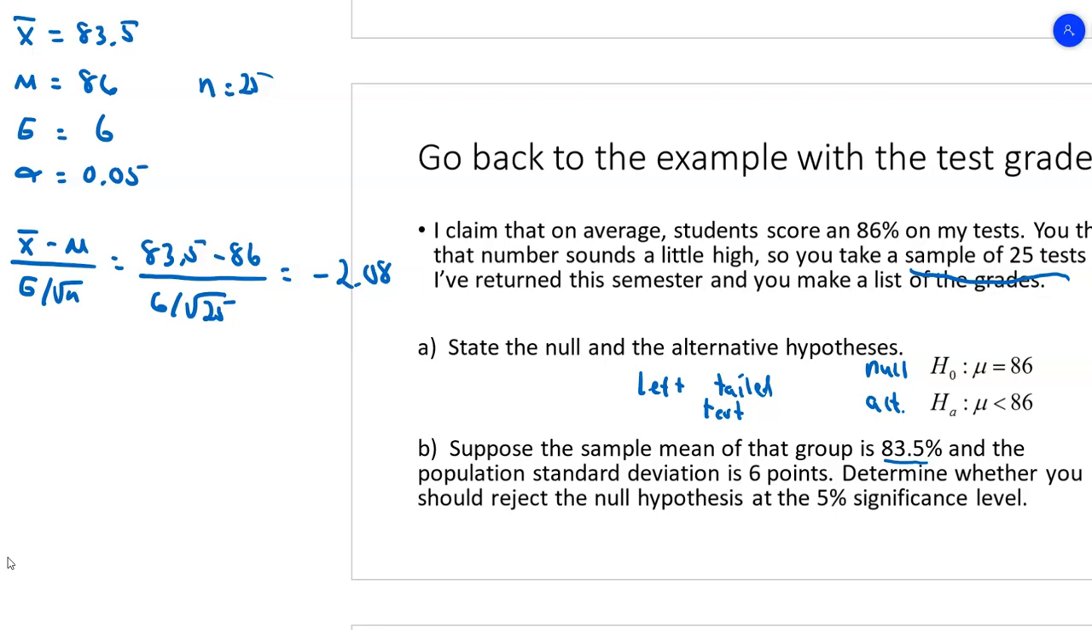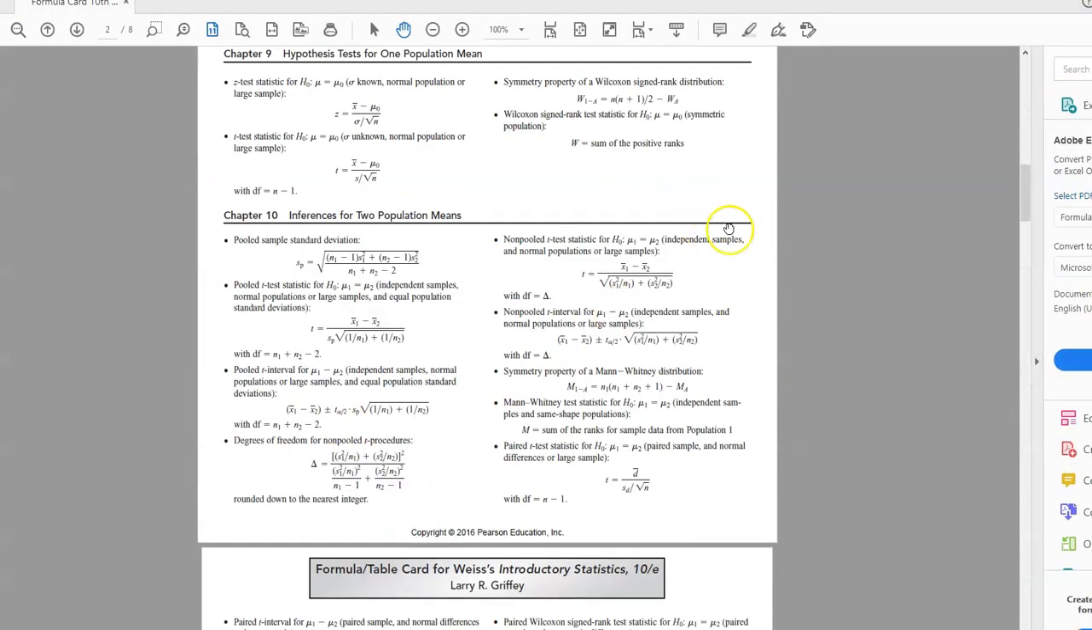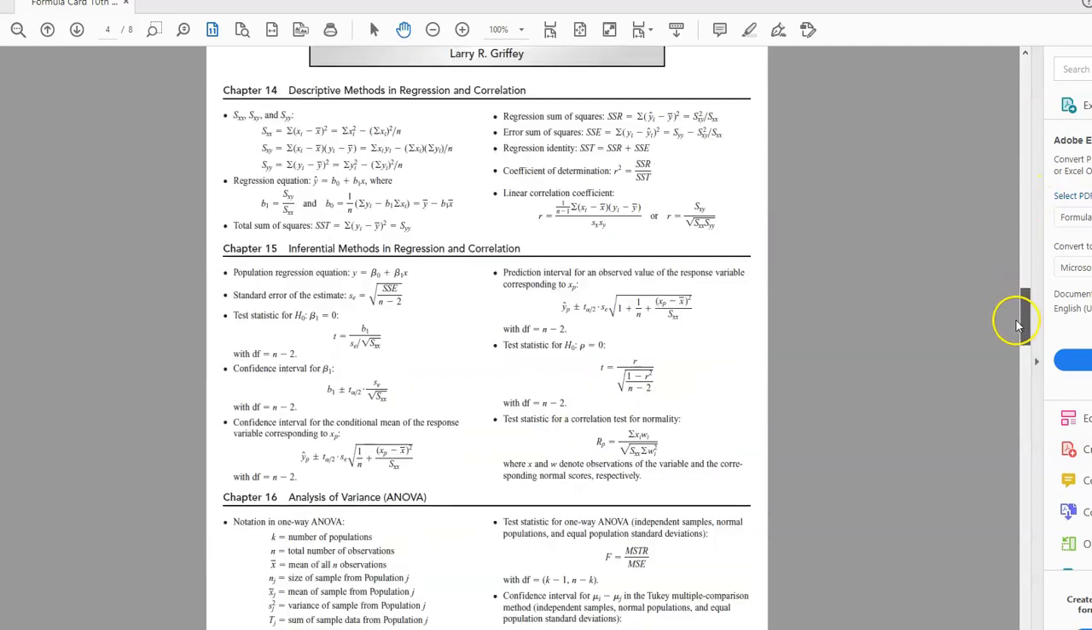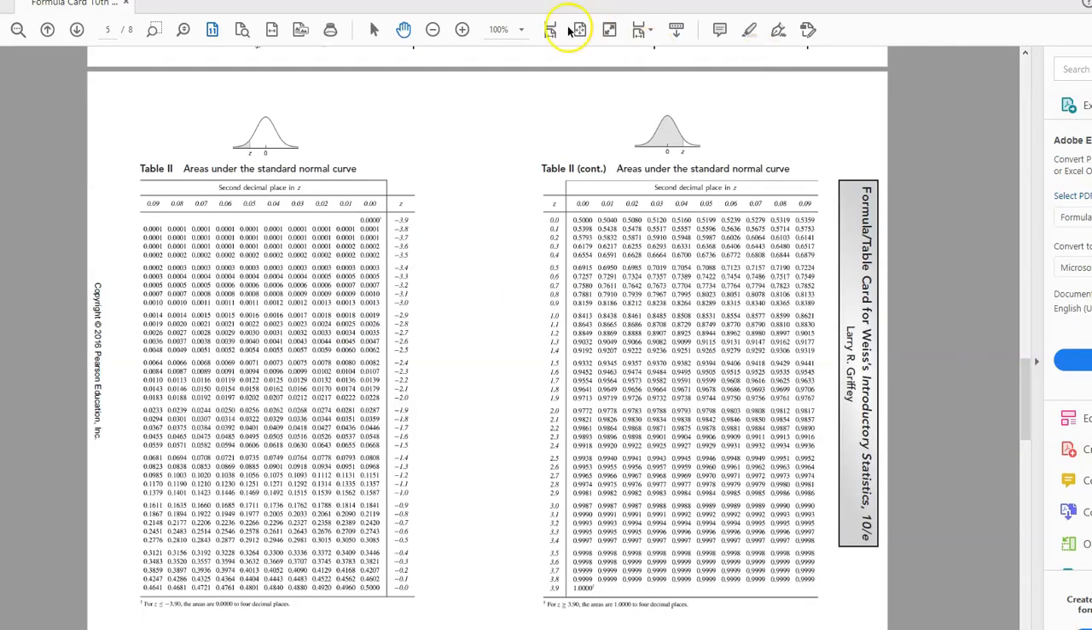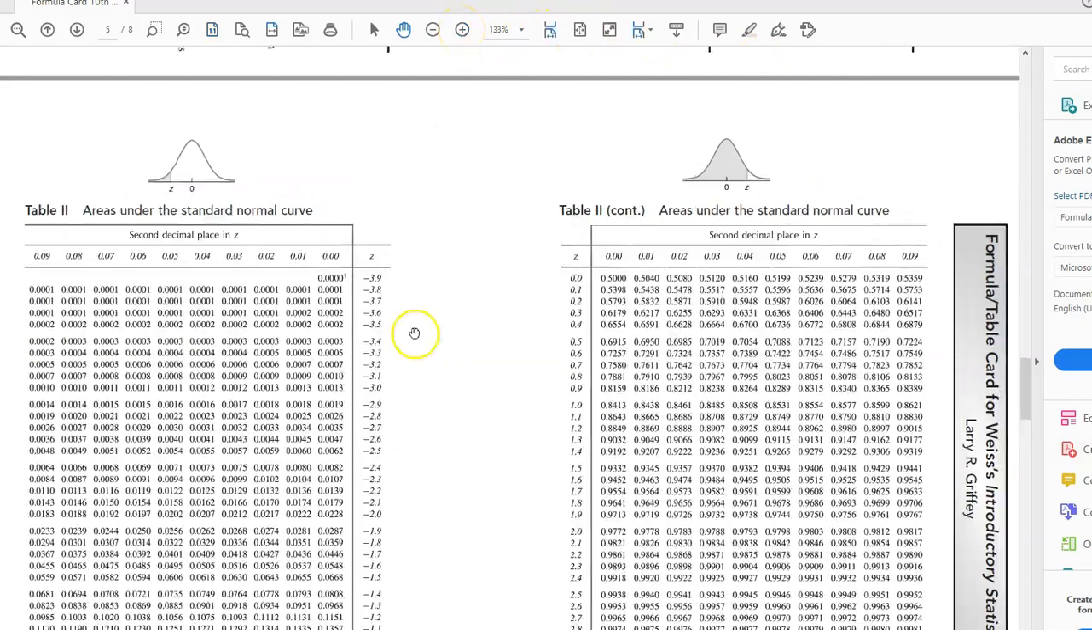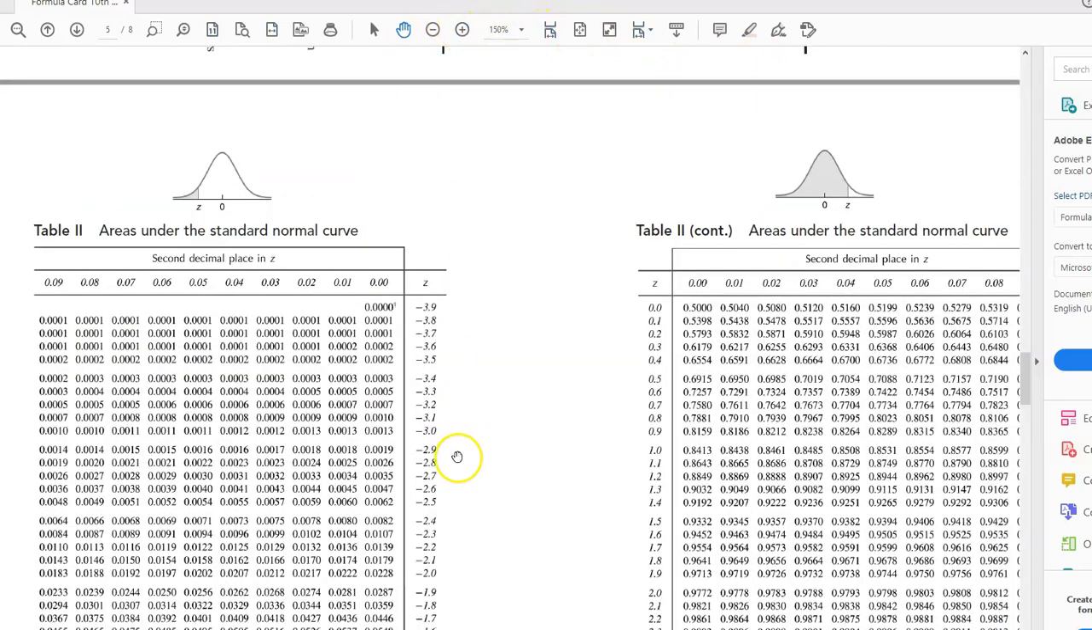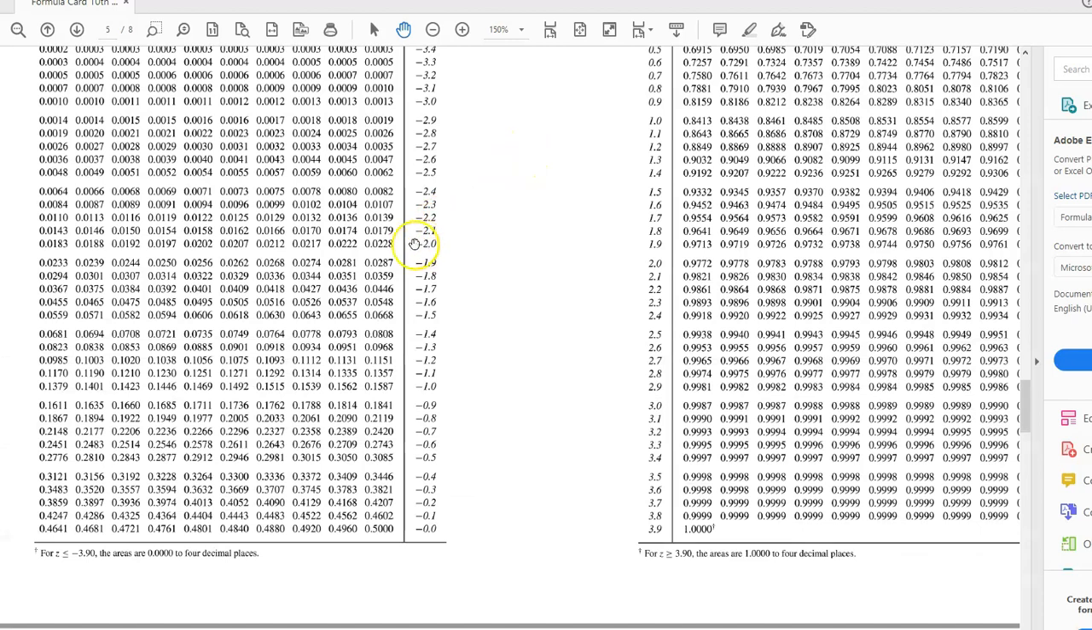All right, so now I got to go to my table. All right, let's pull up that table of z-scores here. This is the formula card if I go down far enough. Rotate it to the right. All right, so now let's look at negative 2.08. All right, here's negative 2.0. 1, 2, 3, 4, 5, 6, 7, 8. There it is. 0.0188.